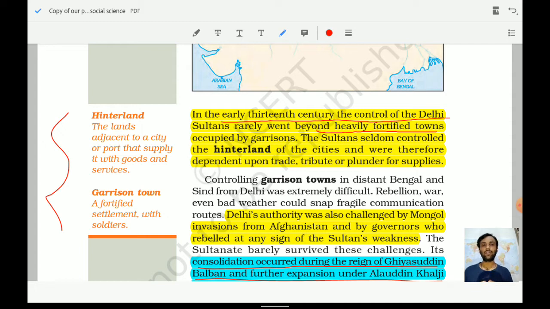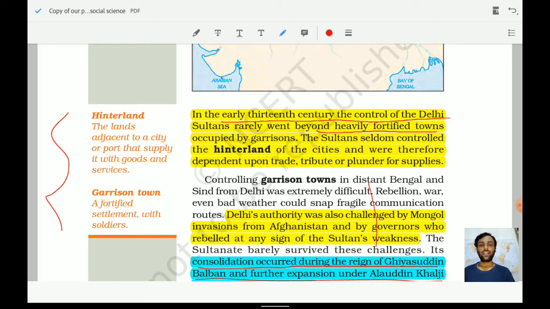Hence they were terrified that if they moved from Delhi to any other part for the annexation of other parts, the Mongol dynasty could attack them anytime. So this threat was continuously persisting, hence they did not leave it. The Sultan seldom controlled the hinterland of the cities and was therefore dependent upon trade and tribute or plunder or supply. So these were the things, right?